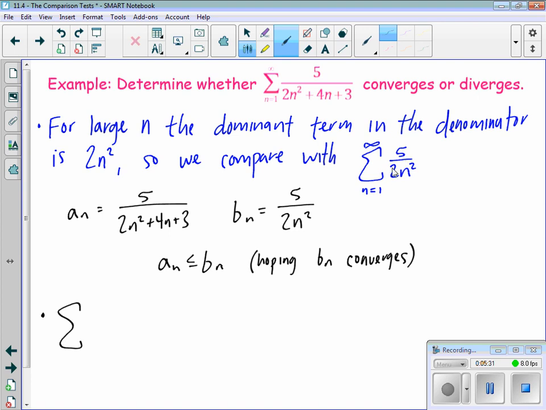What can I do with that 5 and 2? Bring it out front, so I'm just going to put the 5 halves out front. And then what's inside there still is what? 1 over n squared, which is what type of a series? P-series. And our p is equal to 2, which is greater than 1, so what does that mean? It converges, right? So this is convergent by p-series test.